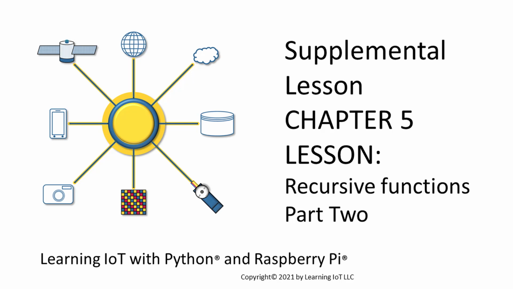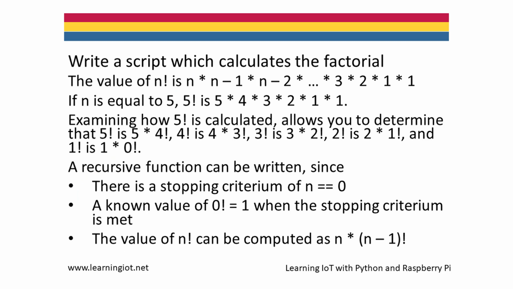In this lesson, we'll calculate the value of the factorial using a recursive function, and we'll use the factorial function in the calculation of the Bernoulli probability function. The value of n factorial is n times n minus 1 times n minus 2 all the way down to times 3 times 2 times 1 times 1. If n is equal to 5, then 5 factorial is 5 times 4 times 3 times 2 times 1 times 1.